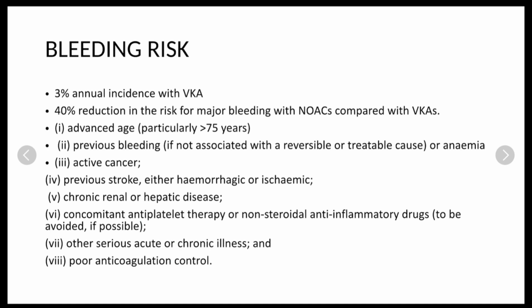So, what is the bleeding risk? They are telling that with vitamin K antagonists, or warfarin, there is a 3% annual incidence of bleeding, and a 40% reduction in the risk of major bleeding with NOACs compared with vitamin K antagonists. Risk factors include advanced age or previous bleeding, if not associated with a reversible treatable cause, anemia, or active cancer. Then previous stroke, either hemorrhagic or ischemic, and chronic renal or hepatic disease. Concomitant antiplatelet therapy, and NSAIDs should be avoided if possible. Other serious acute or chronic illness and poor anticoagulation control also increase bleeding risk.